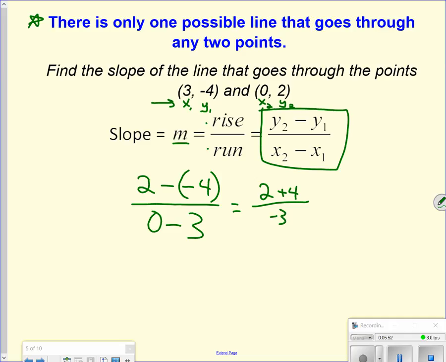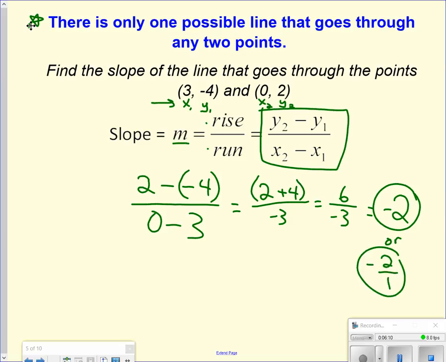Keep simplifying. Just do the top here. So 2 plus 4, 6 over negative 3, which at the end we can simplify to negative 2. So our slope is negative 2, or if you wanted to leave it as a fraction, because that's kind of nice, negative 2 over 1. Either way works. Cool. That's how we find our slope when given 2 points.